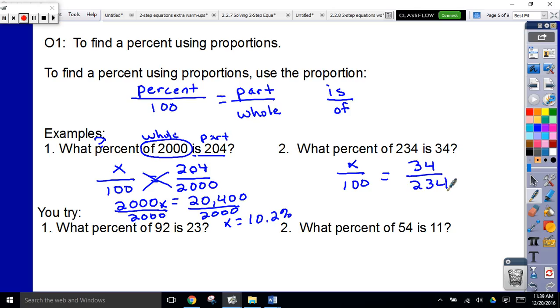Okay, now what do I do to solve it? You cross multiply, so you multiply 100 times 34. Okay. And x and 234. Okay, so I have 234x equals, what is 100 times 34? 3,400. Good. We just have to add 2 zeros. Now what do I do? Divide each side by 234. Good.